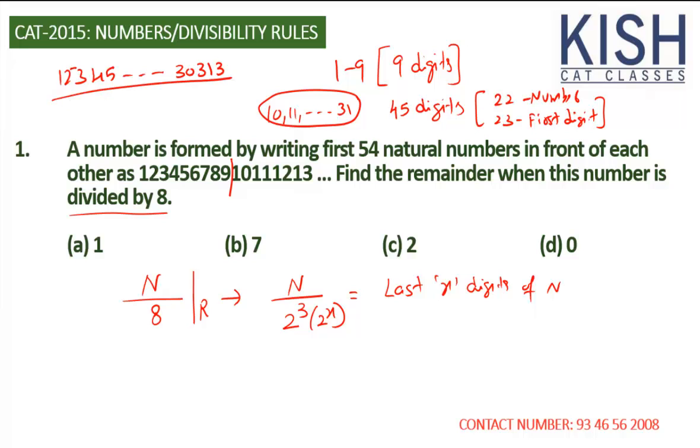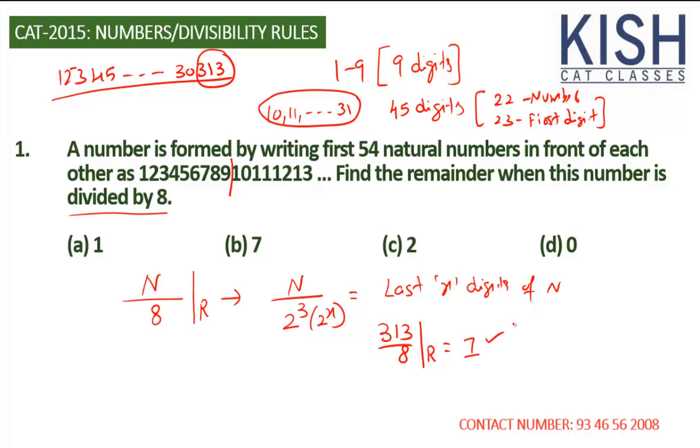Now to divide this number by 8, we just need to consider its last 3 digits, that is 313. So 313 divided by 8, what is the remainder? That must be very easy. The remainder is 1. That's it, 2 steps. One, you should know the last 3 digits. Before finding the last 3 digits, you should know how to divide a number by 8.